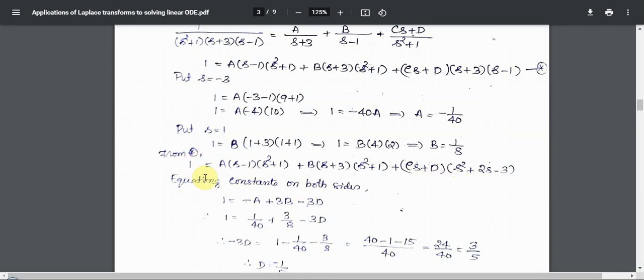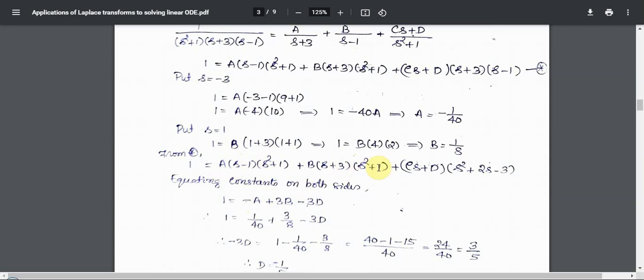On the left hand side, the constant is only 1. On the right hand side, on which multiplication will I get a constant? S into anything won't become a constant. Only where there are numbers, when I multiply, I will get a constant. Which are the numbers I am going to multiply? Minus 1 into plus 1 into A. That becomes A into minus 1 into plus 1, which is minus A. That is the only constant in this term.